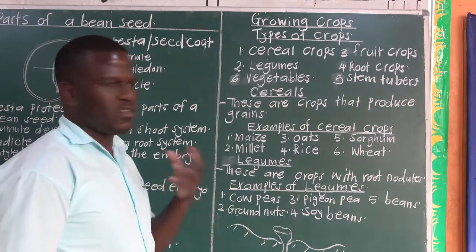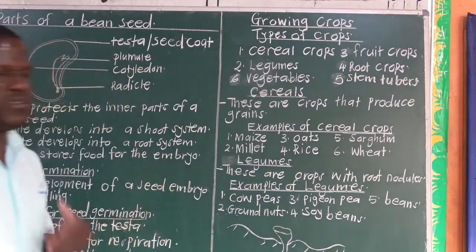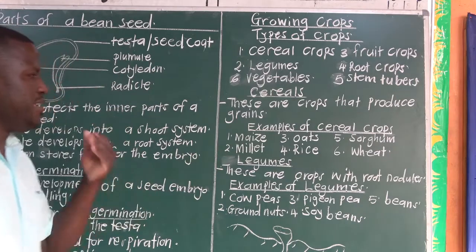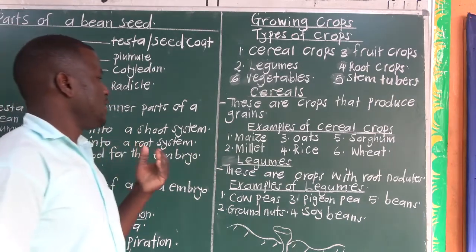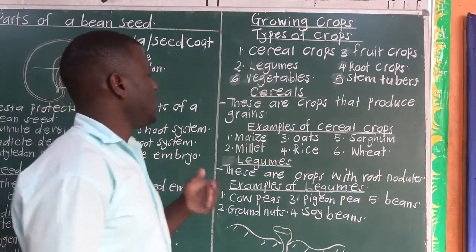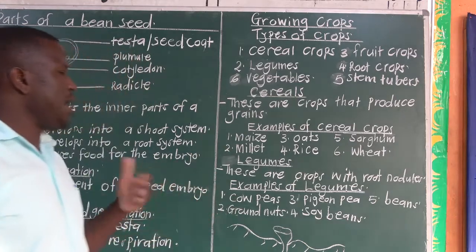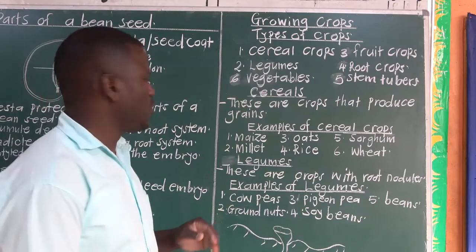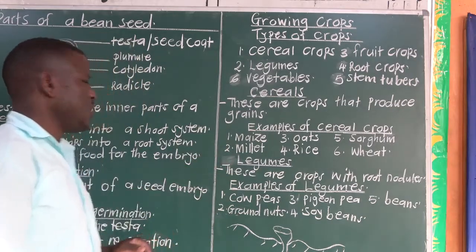Why do we call them cereal crops? They produce grains. Then I ask you, why is maize called a cereal crop? Maize is called a cereal crop because it produces grains.